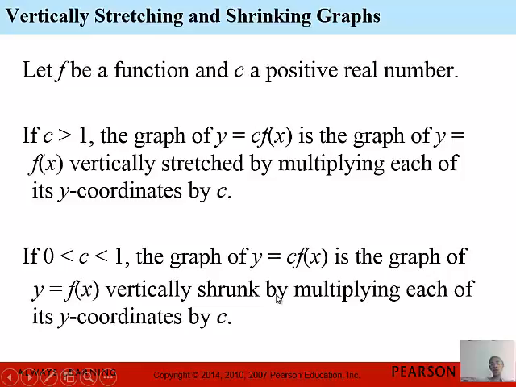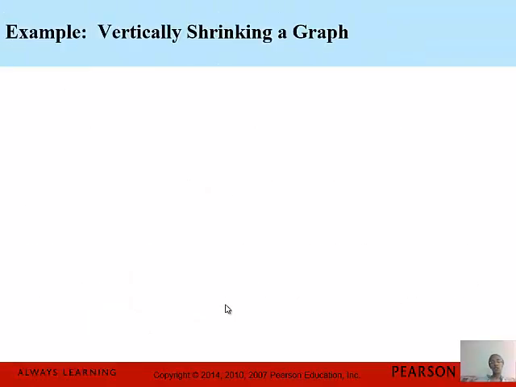So in other words, if c, say for instance, were a half, each y coordinate is half of what it was for the same x value before. So let's look at an example of vertically shrinking a graph.